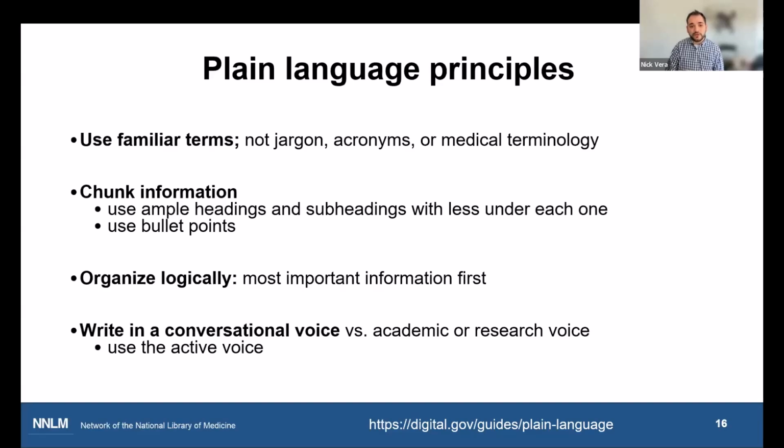And then write in a conversational voice versus an academic or research voice. You really want to engage the reader. One way to do this is to use the active versus the passive voice. Active voice makes it clear who is supposed to do what action. It eliminates any ambiguity about responsibilities. Not it must be done, but you must do it. Not masks must be worn, but wear a mask.